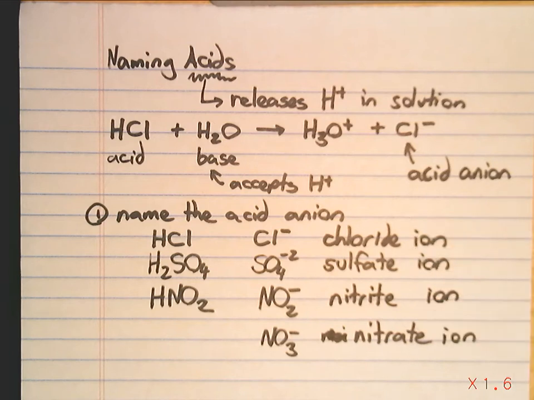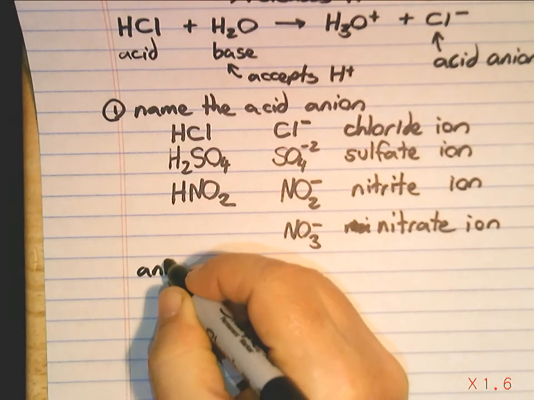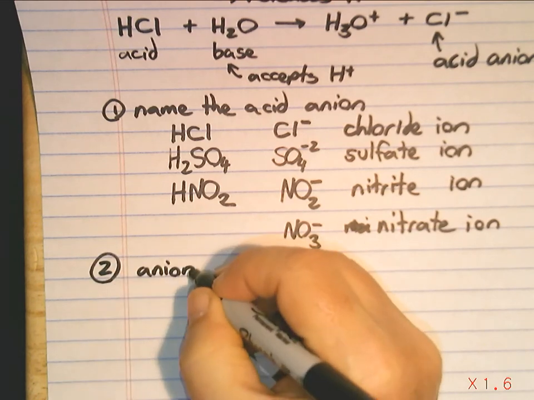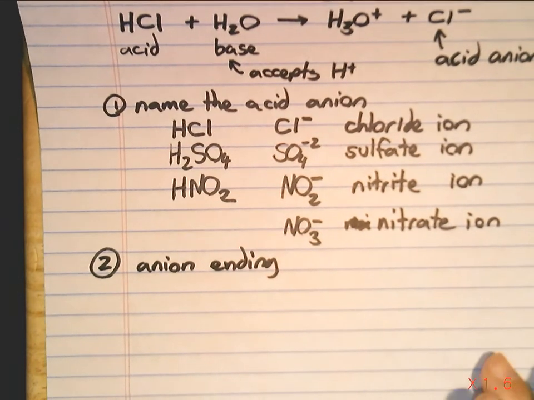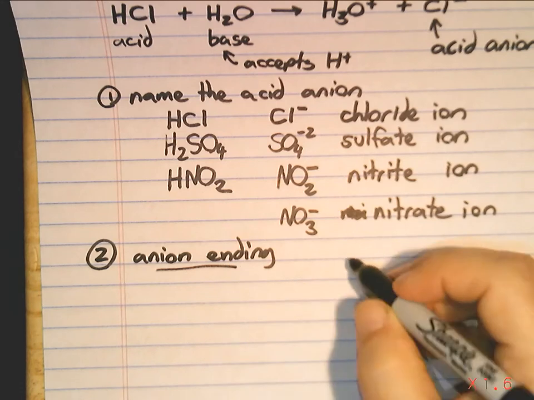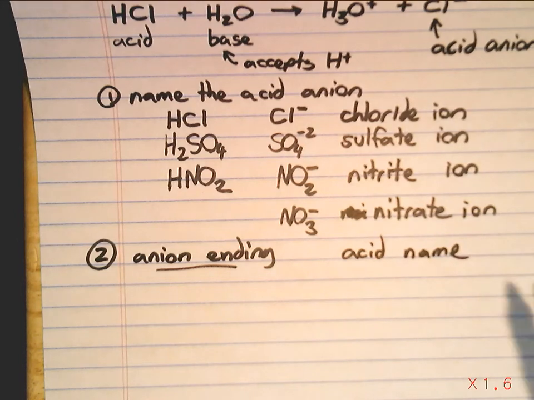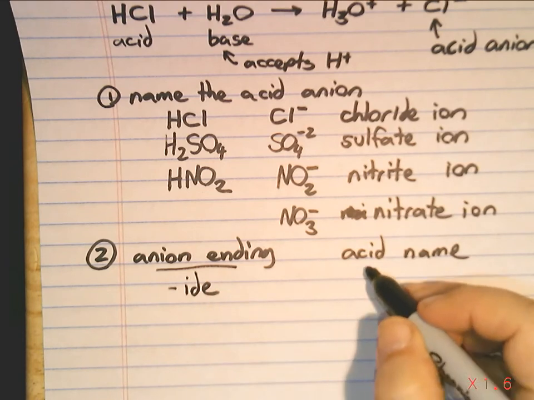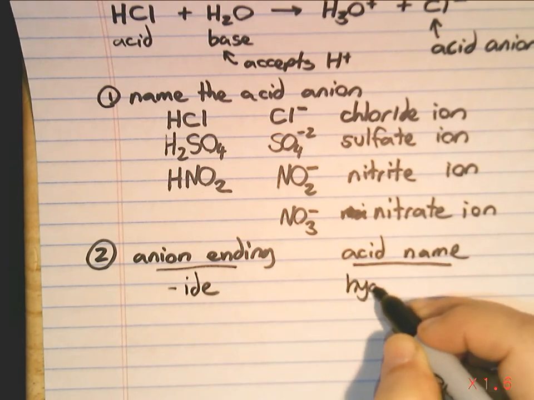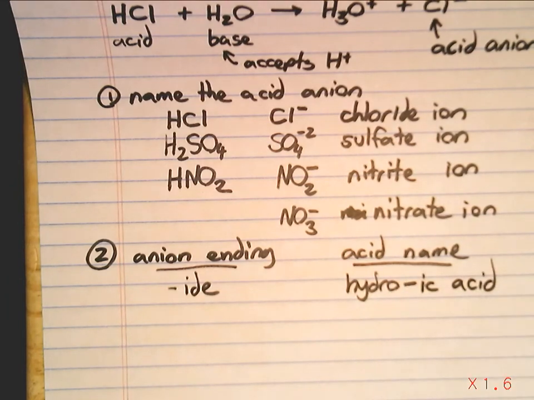Alright, so once I have the names of these, I can turn them into acid names. And here's how it works. I'm going to look at the ending on the anion name. And that's going to give me how to build the acid name. For example, if my ending is an IDE, I name the acid by putting a hydro in front of the name and an ic acid on the end of the name.